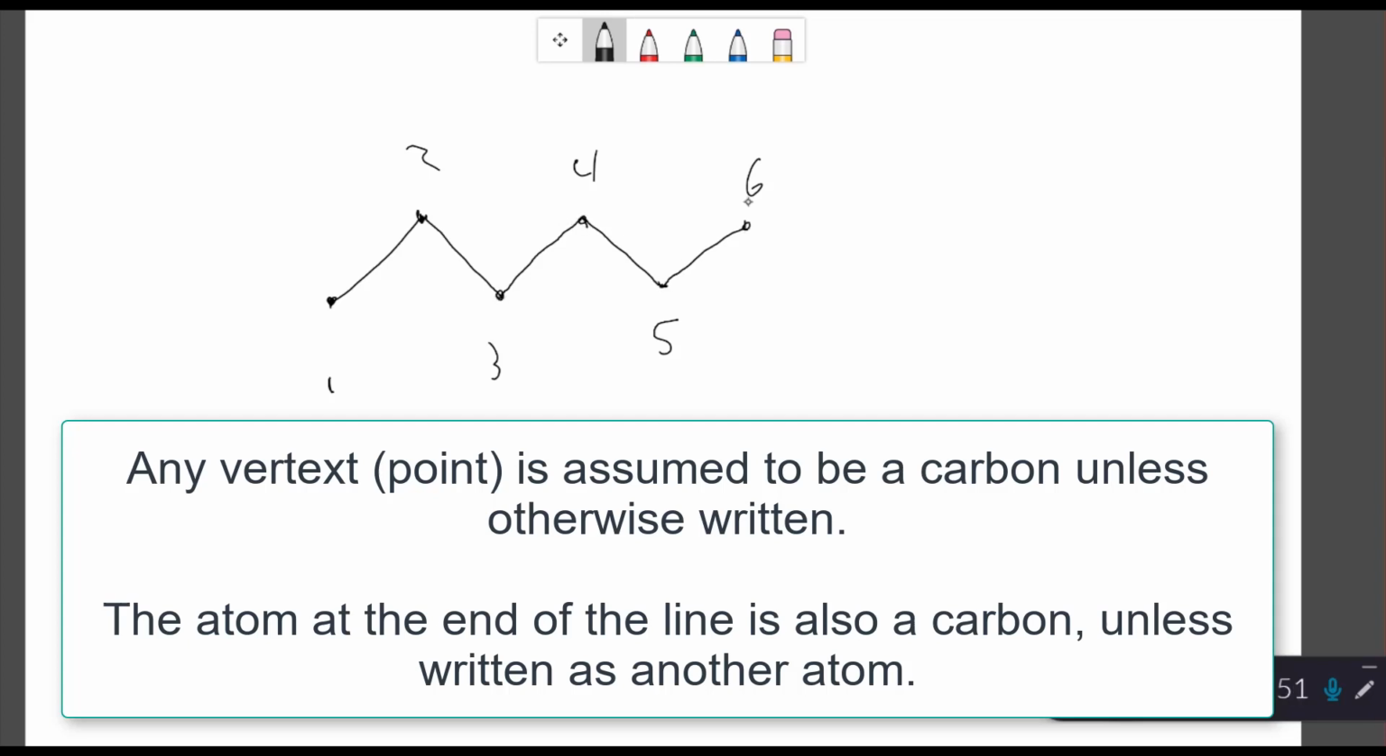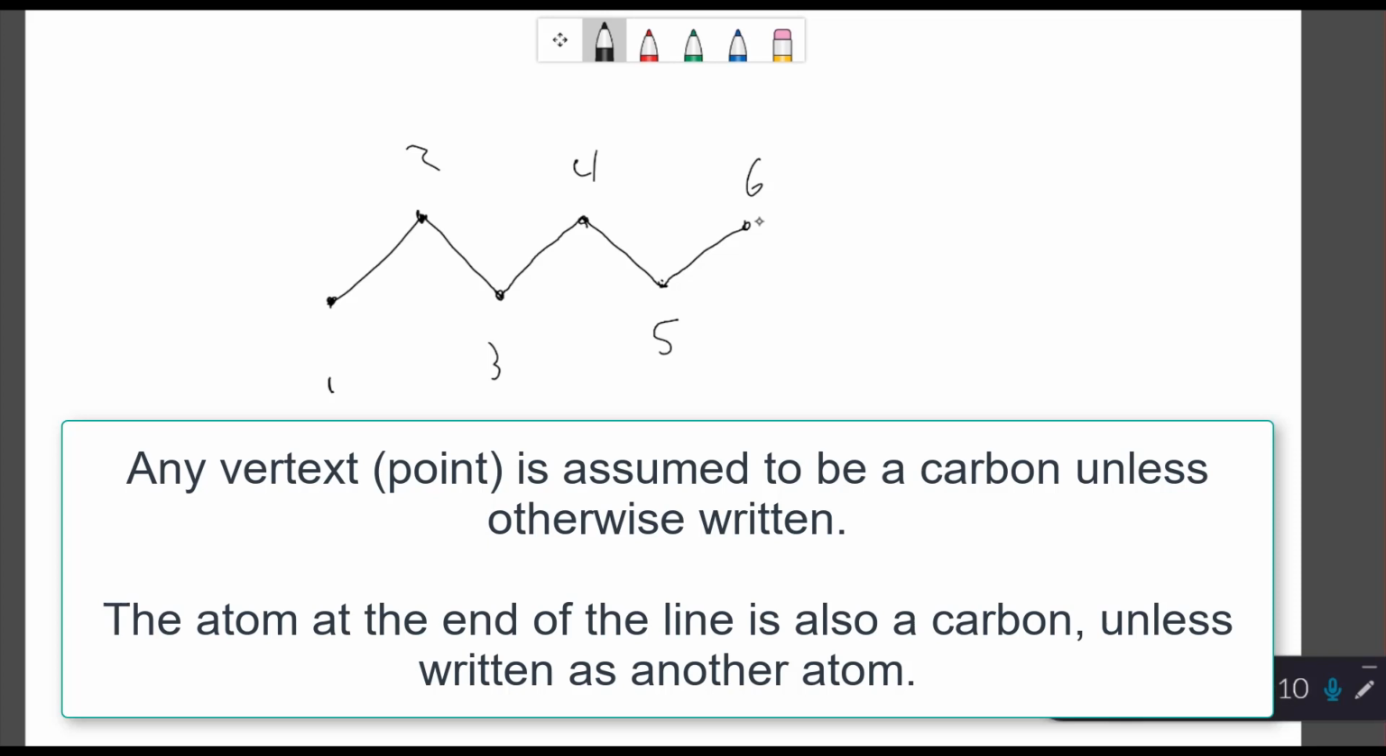In the previous drawing, we drew out the carbon specifically. But now we're not going to draw the carbons and hydrogens anymore. There are a number of things that are going to be implied in this. The first is that at each point here, this is a carbon. So that's the first thing.